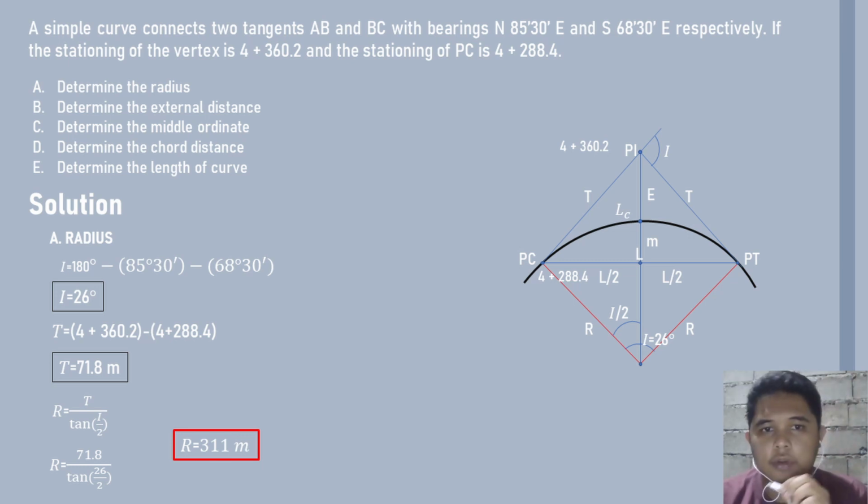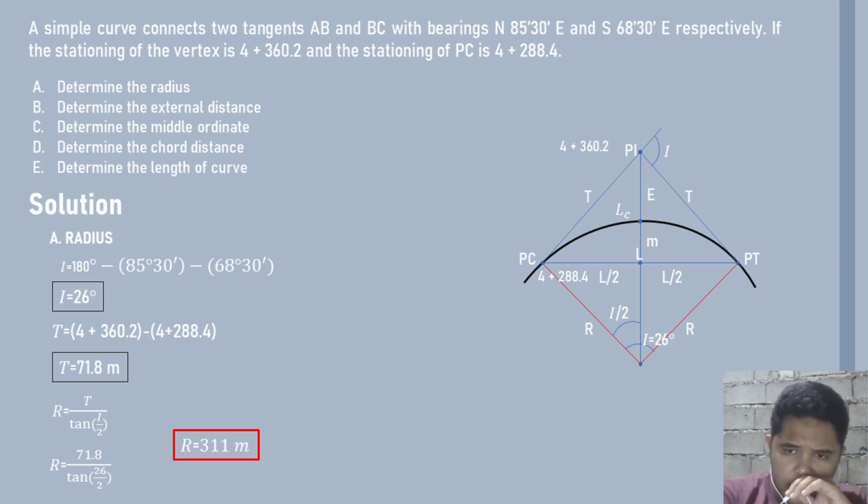A simple curve connects two tangents AB and BC with bearings N 85 degrees 30 minutes E, that is north of east, and S 68 degrees 30 minutes E, south of east, respectively. If the stationing of the vertex is 4 plus 360.2 and the stationing of PC is 4 plus 288.4, determine the radius, external distance, the middle ordinate, the chord distance, and then the length of curve.